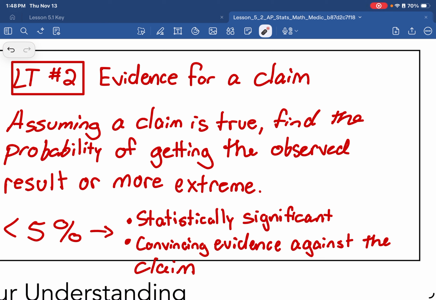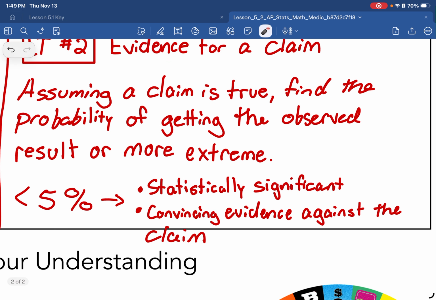So we assume a claim is true, and then we find the probability of getting the observed result or more extreme. Our observed result was the class result of 2 from the beginning of the problem, and we saw more than 5%. If it's less than 5%, it means it's statistically significant, and it also means we have convincing evidence against the claim.